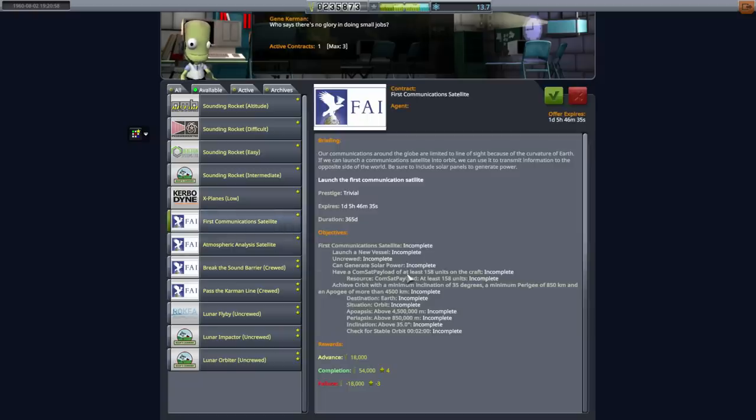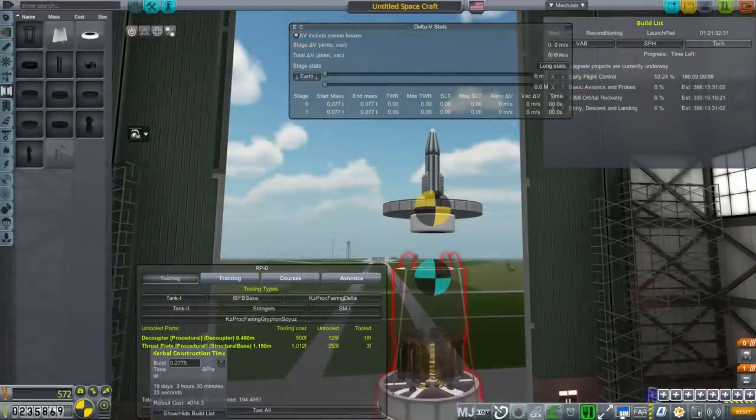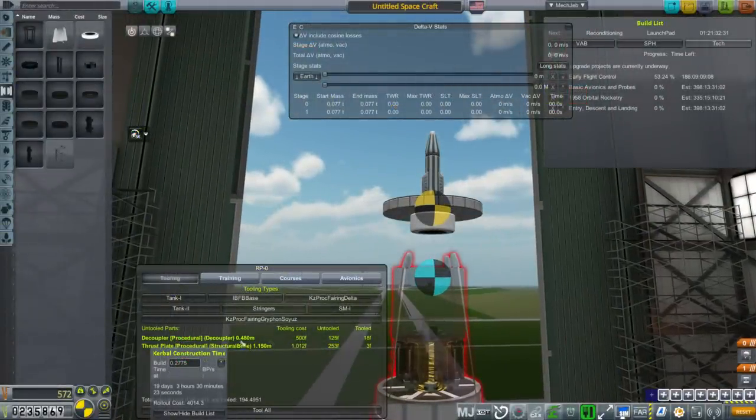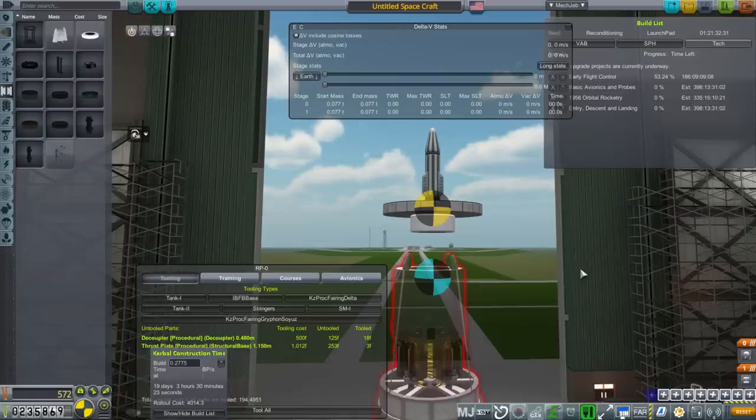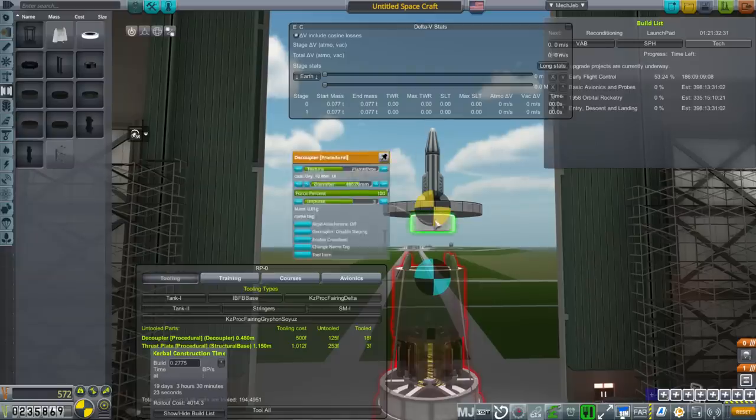And we'll see. Okay, so procedural decouplers also have to be tooled. This seems a little bit weird, because the way decoupling works is there are actually devices around a tank. It's not actually like a cylinder like this.